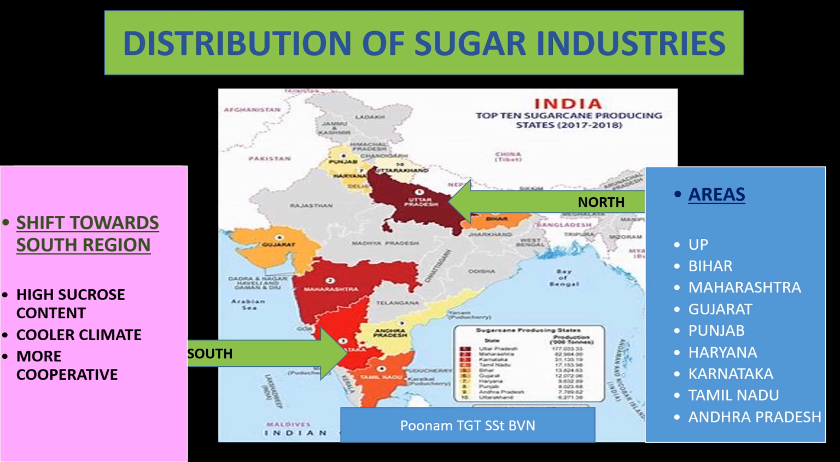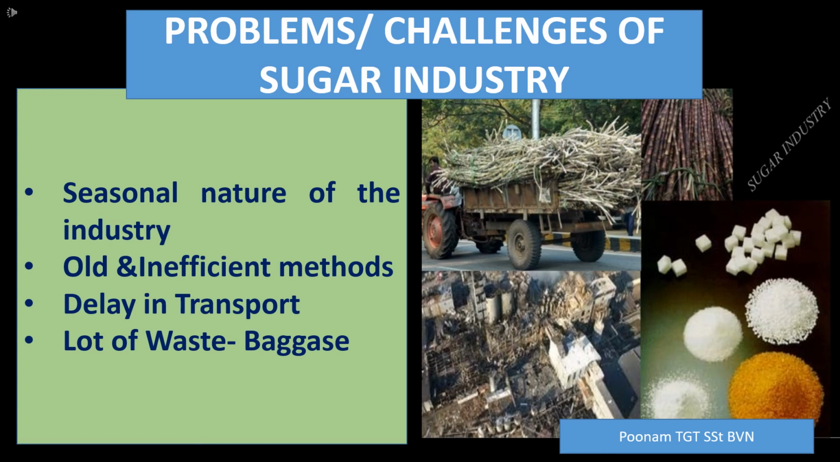Sugarcane that grows here has higher sucrose content. Due to favorable climate, it provides longer crushing period and growing season. Moreover, cooperatives are successful in these states. Modern mills have more crushing capacities. Major challenges include the seasonal nature of the industry, old and inefficient methods of production, transport delay in reaching cane to factories, and the need to maximize the use of bagasse.